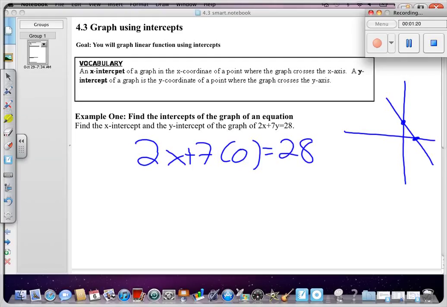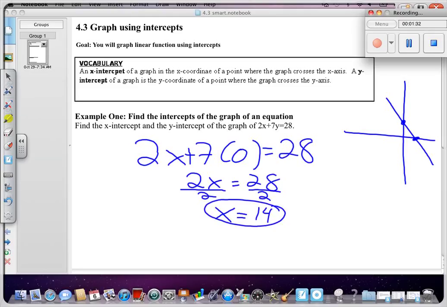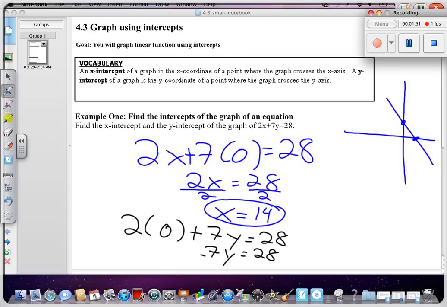Okay? 7 times 0 gives us 0, so we get 2x equals 28. Divide by 2, and the x-intercept equals 14. Okay? Now we're going to find the y-intercept. So if I want to find the y-intercept, where do I plug 0 in? So I get 2 times 0 plus 7y equals 28. So 2 times 0 is 0, so I get 7y equals 28. I'm going to divide by 7, so y is going to equal 4. Good.